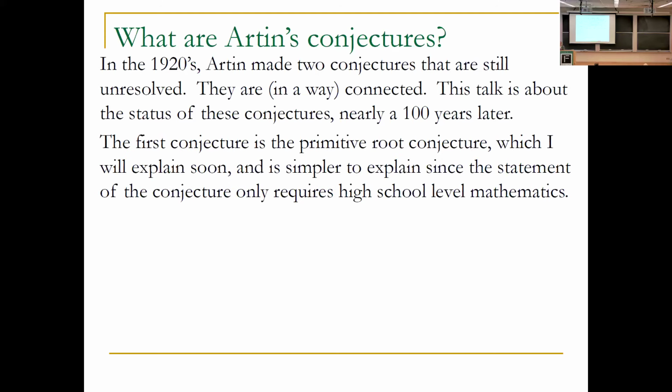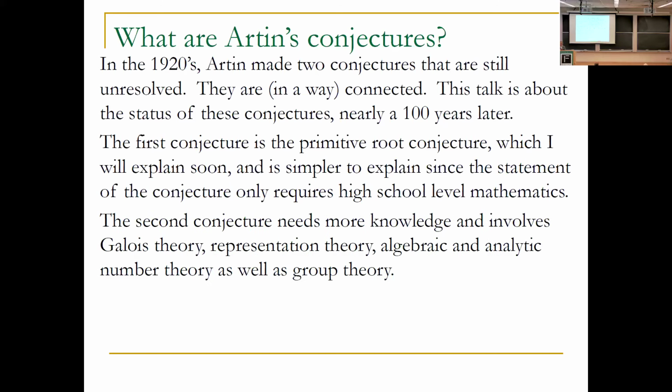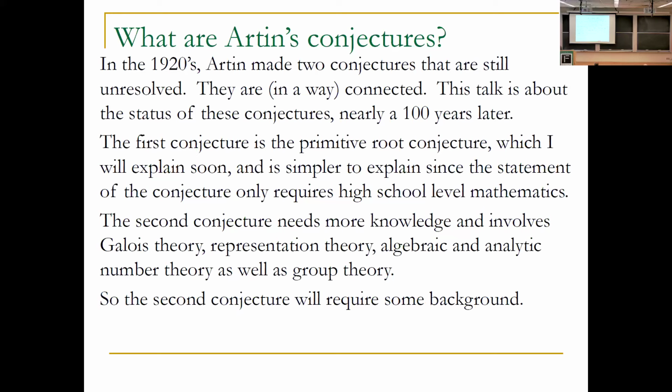The first conjecture is the primitive root conjecture, which I will explain soon, and is simpler to explain since the statement of the conjecture only involves high school level mathematics. The second conjecture needs more knowledge and involves Galois theory, representation theory, algebraic and analytic number theory, as well as group theory. So that will take a little bit of stress on the part of the listener, but I will try to keep it as self-contained as possible. So the second conjecture will require some background. Don't worry if you don't understand all of it.